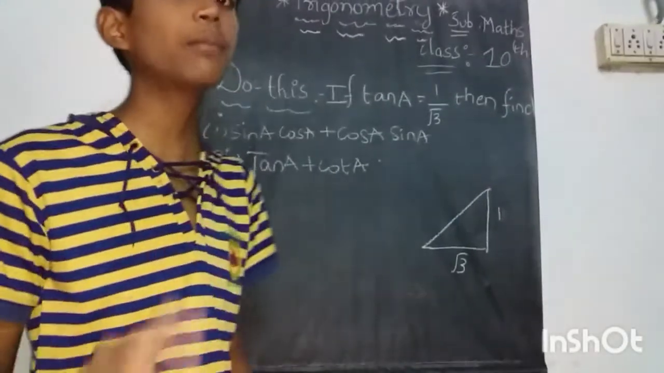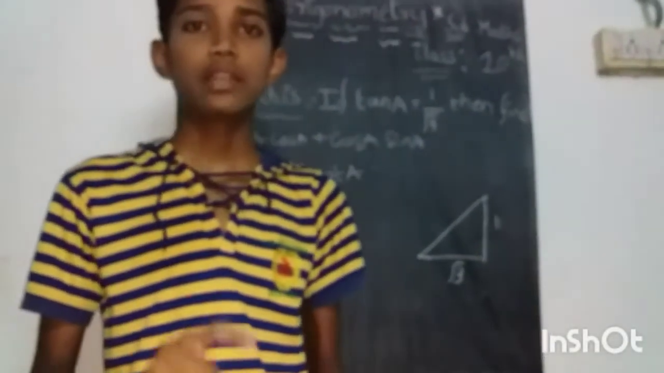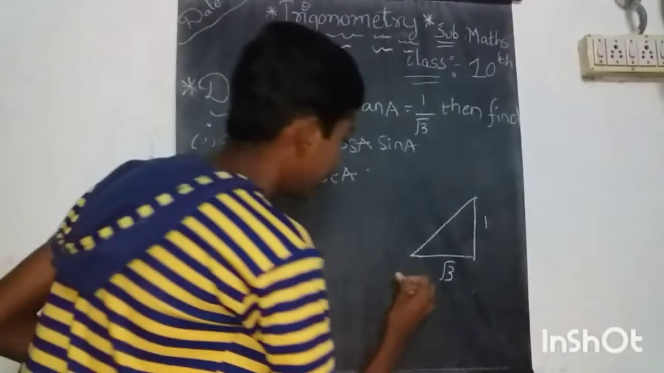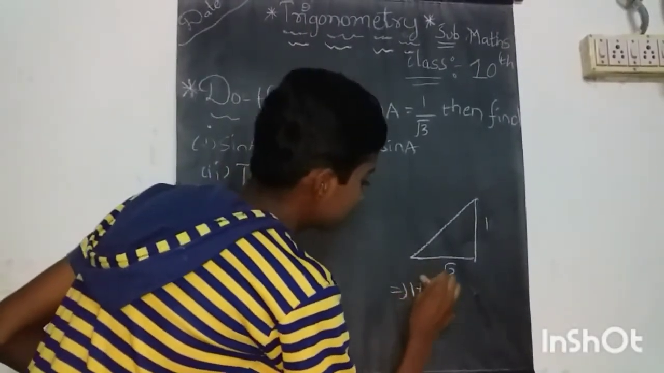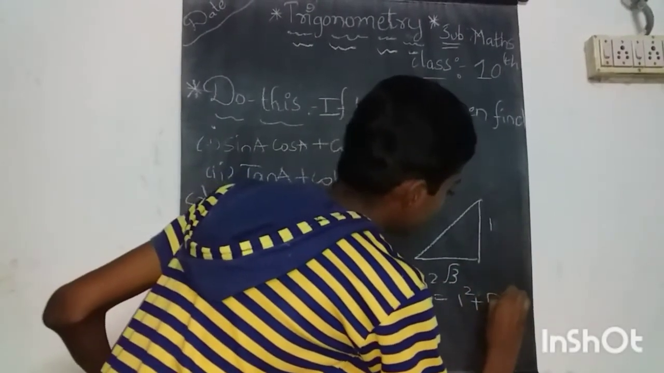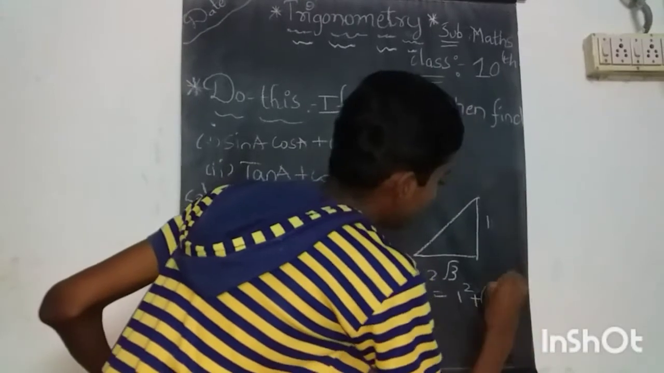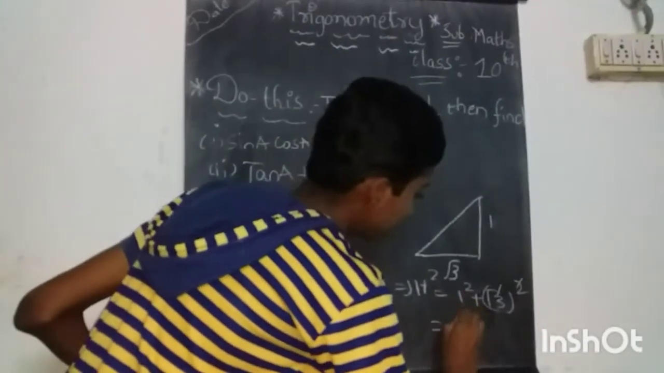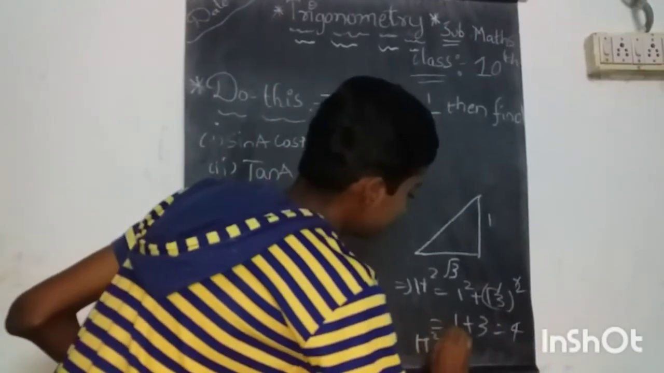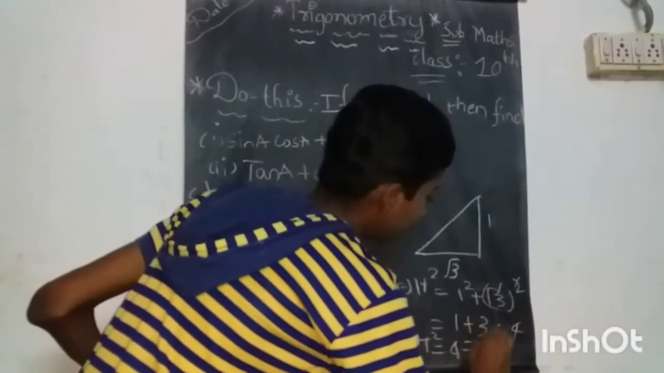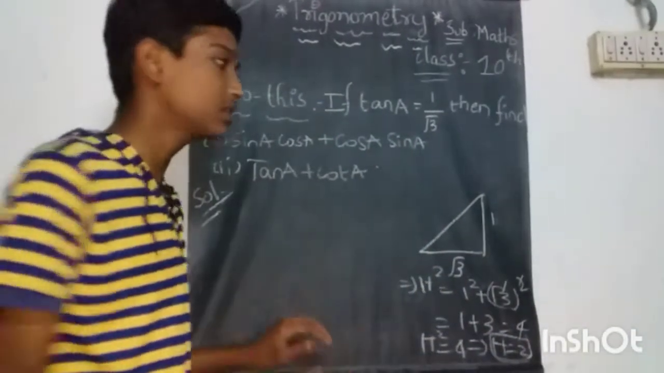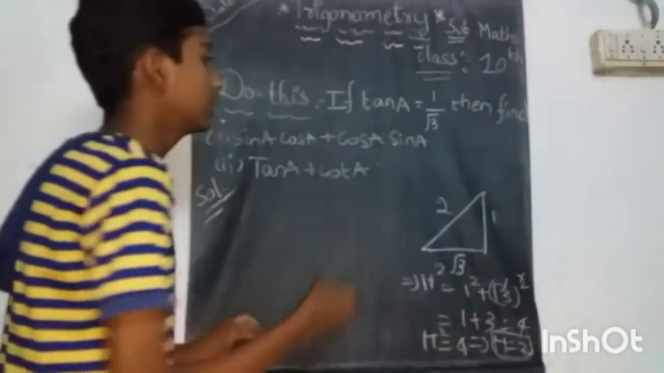To find the hypotenuse, we know the Pythagoras theorem: hypotenuse square is equal to side square plus side square. Hypotenuse square is equal to 1 square plus root 3 square, and square and root cancel, that implies 1 plus 3, that implies 4. Hypotenuse square is equal to 4, that implies hypotenuse is equal to 2. We got it? Hypotenuse is equal to 2, and substitute it.